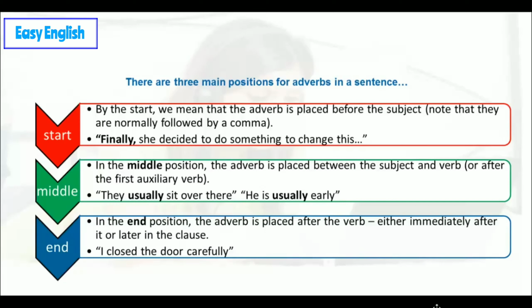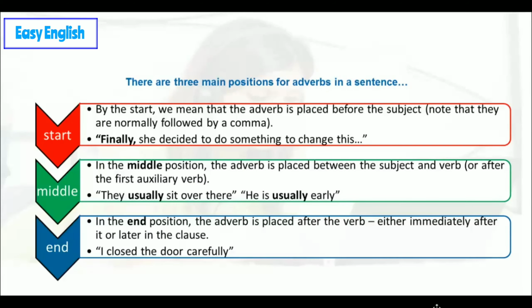Finally, she decided to do something to change this. In the middle position, the adverb is placed between the subject and verb, or after the first auxiliary verb. They usually sit over there. He is usually early.